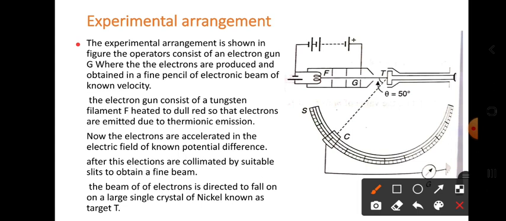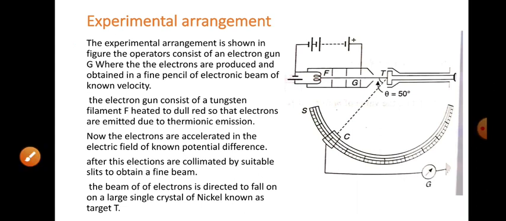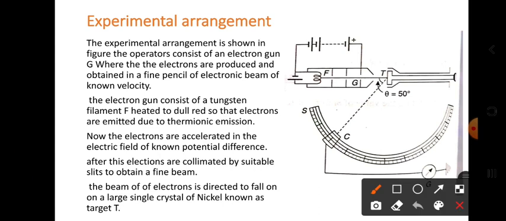The apparatus consists of an electron gun G, where the electrons are produced and obtained in a fine pencil beam, an electron beam of known velocity. See here, the apparatus consisting of the electron gun. So where is the electron gun? This is the electron gun. It produces electrons, and they come out of the electron gun.